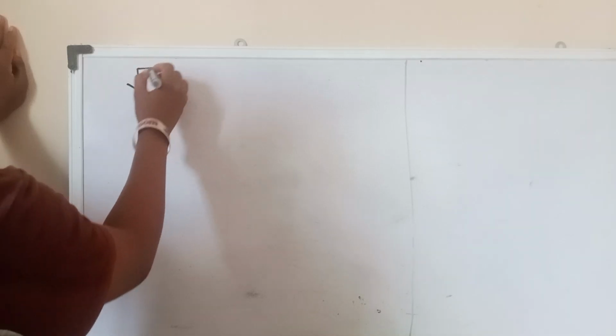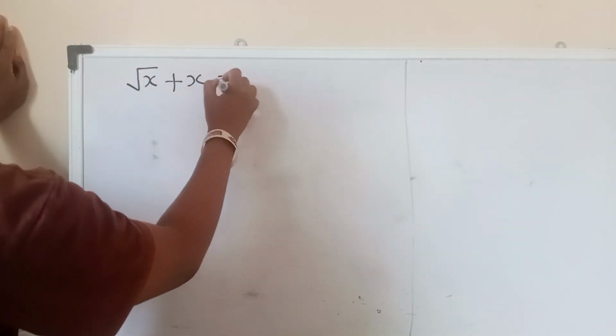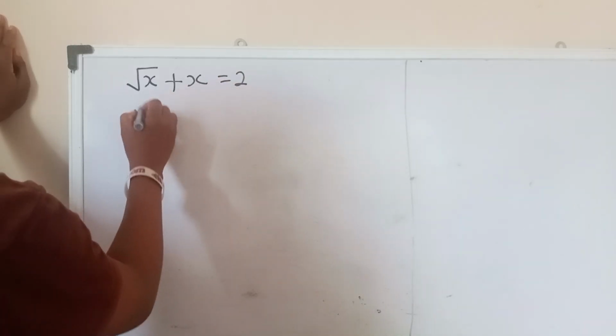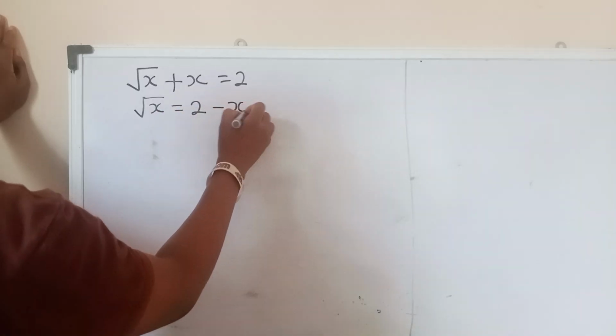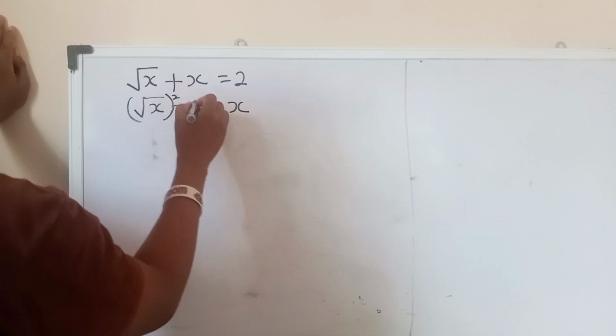We have square root of x plus x equal to 2. So what we're going to do, we're going to move this to the side. We have square root of x equals 2 minus x. So we're going to square both sides.